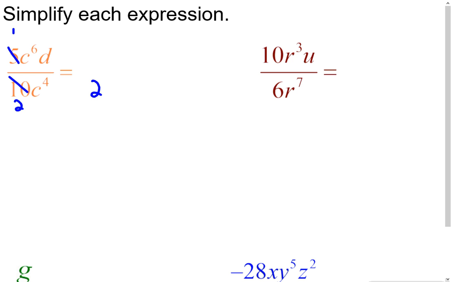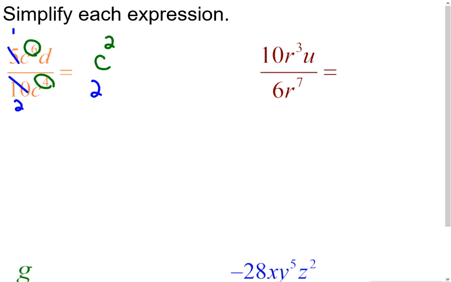The next thing I'm going to do is look at the c's. Well, I now have c to the 6th over c to the 4th. Remember, since we're dividing the c's, we can subtract the exponents. I always like to look at the larger exponent and subtract the smaller one. 6 minus 4 is 2. Since I started in the numerator, my c's are going to remain in the numerator, and I'm going to have c to the 2nd. I think about it, well, if I had 6 c's in the numerator and 4 c's in the denominator, I'm going to divide 4 of those c's out of numerator and denominator. There's going to be 2 left in the numerator, none in the denominator. That's why c to the 2nd is in the numerator.